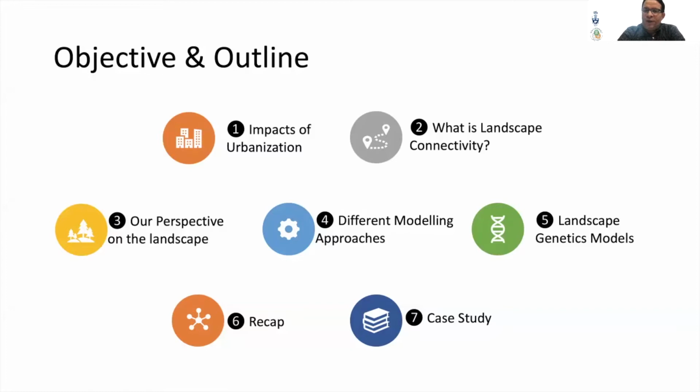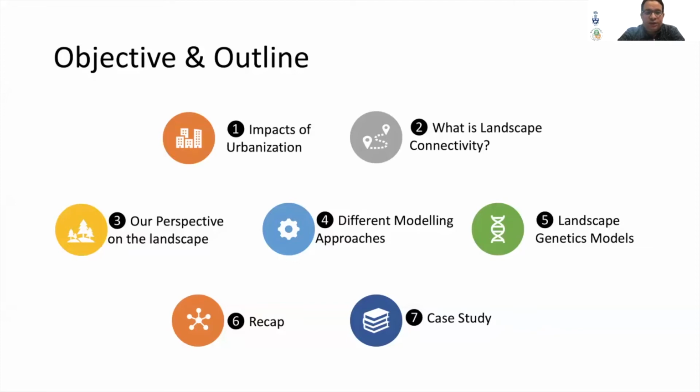My objective in my talk today is to pave the road for the upcoming wonderful talks that we will have in our symposium. I'll start by introducing the impacts of urbanization and then move to why we care about landscape connectivity and why it's important. Then I will move to the three main blocks of my talk.